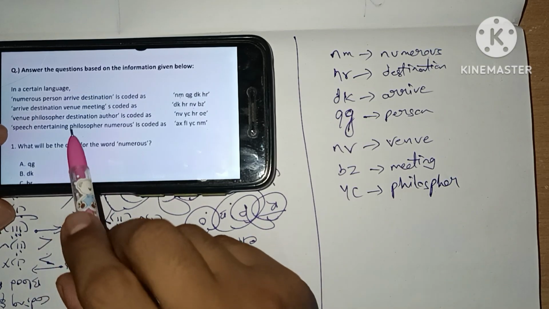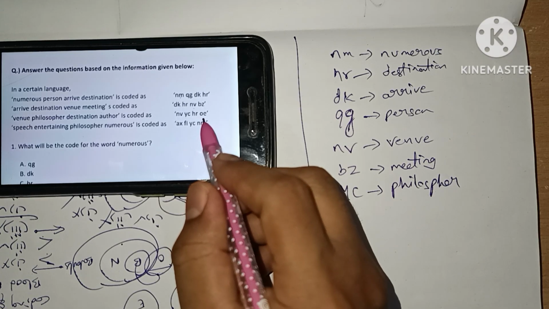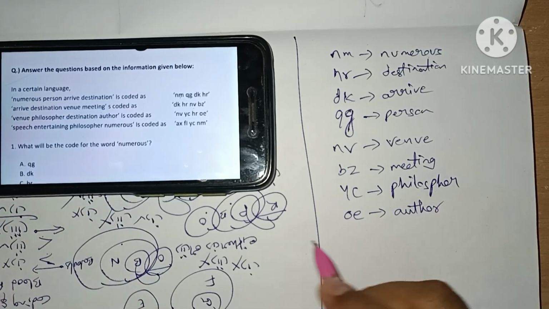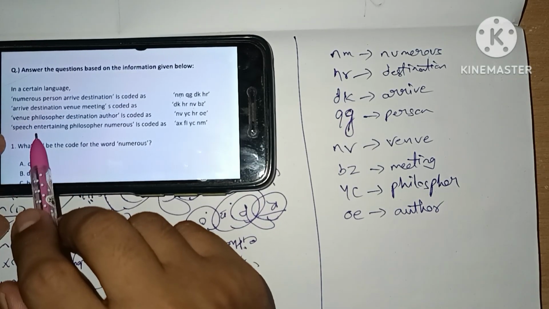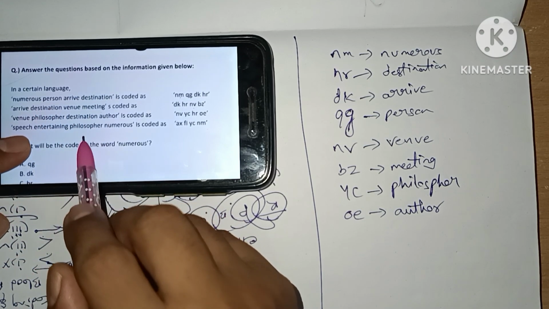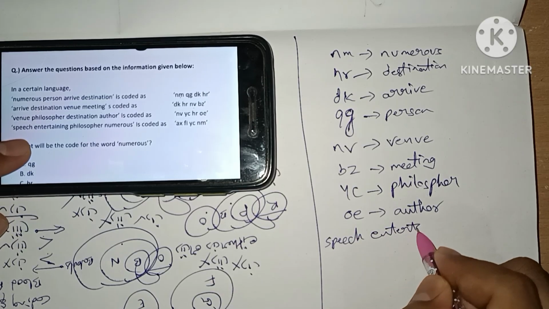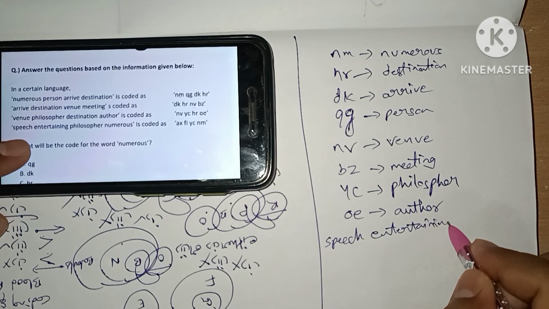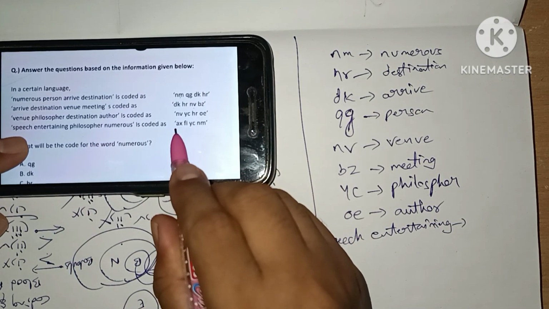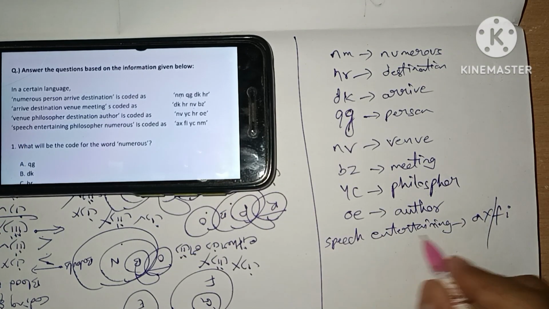So the next statement is the author. Author is the only one that is left here, which is nothing but OE. OE is nothing but author. Speech, there is no speech in other statements. And entertaining is also not in the above statements. So speech and entertaining get the possibility codes. Philosopher and numerous are also already seen, YC and NM. So AX and FI are possibilities for these two.